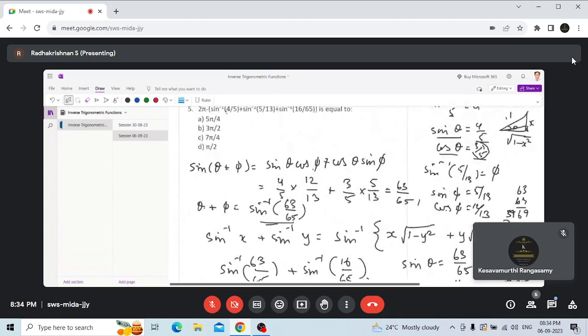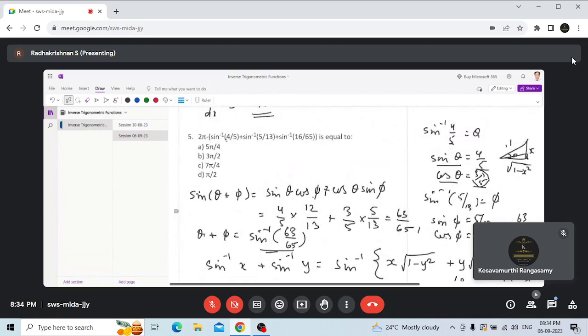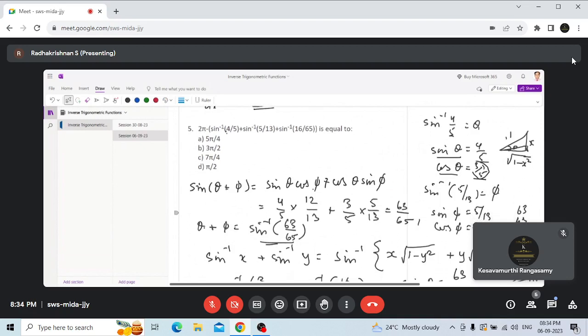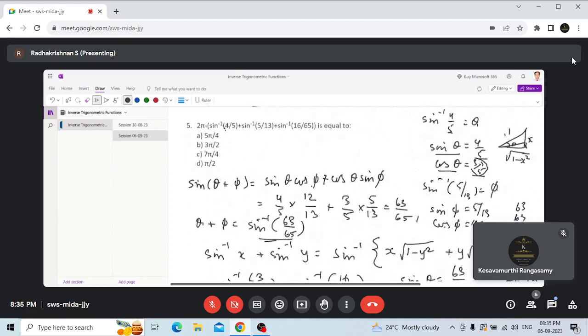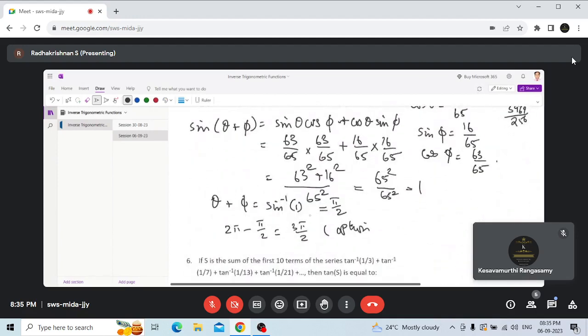What have they asked? 2 pi minus this whole expression. Okay. So we should not hurry and tick pi by 2. So what will 2 pi minus pi by 2 be? 3 pi by 2. So 2 pi minus pi by 2 equals 3 pi by 2. That is your option B.